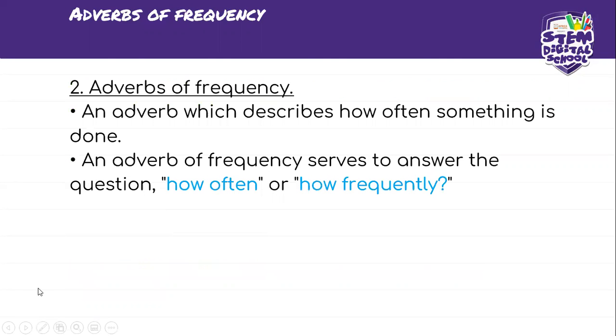Then next we come to the adverbs of frequency. We are done with the adverbs of place. I told you it is a mouthful. So we are done with it. Let us move on now to the next type of adverb, which is the adverb of frequency. An adverb of frequency describes how often something is done.